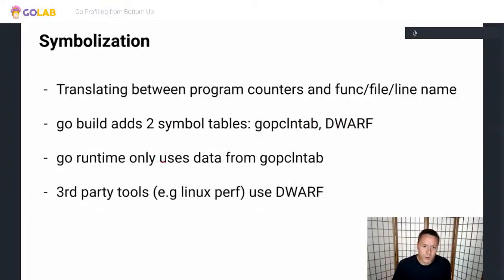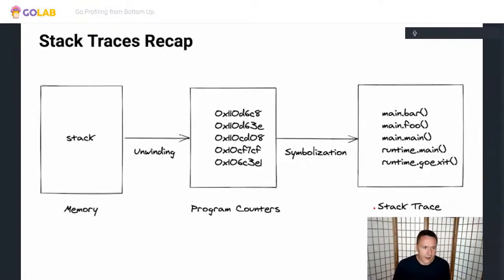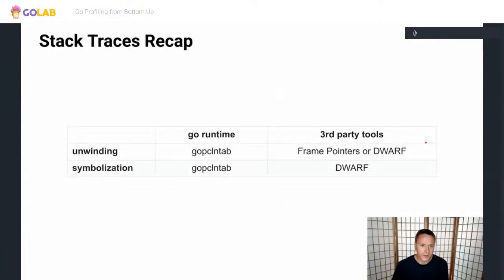The Go runtime uses only the data from Go PC LineTab because, again, DWARF can be stripped. But third party tools like Linux Perf use DWARF for unwinding. And the final picture again is you have your stack, you unwind it, get program counters, you symbolize, you get stack traces, and the matrix of support looks like this. Unwinding and symbolization in the runtime always uses Go PC LineTab. Third-party tools can choose between frame pointers or DWARF for unwinding, and for symbolization they have to use DWARF.